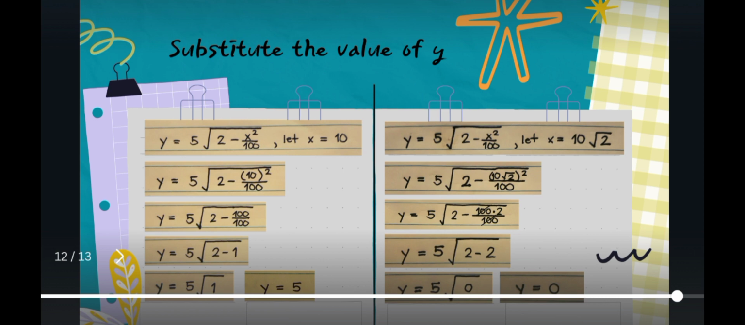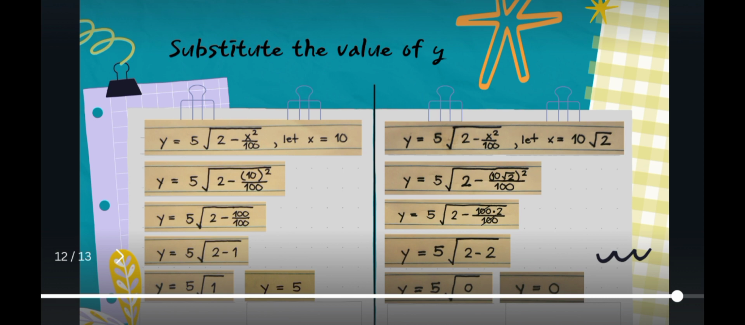Next, let's now use the value 10 square root of 2 as a substitute for x. So y is equals to 5 square root of 2 minus 10 square root of 2 squared over 100. It will become 2 minus 100 times 2 over 100. So simplify 100 times 2, it will become 200. Divided by 100, it will become 2. 2 minus 2 is 0. So y is equals to 5 square root of 0 will become y is equals to 0.